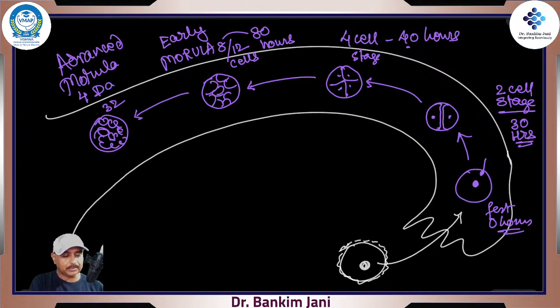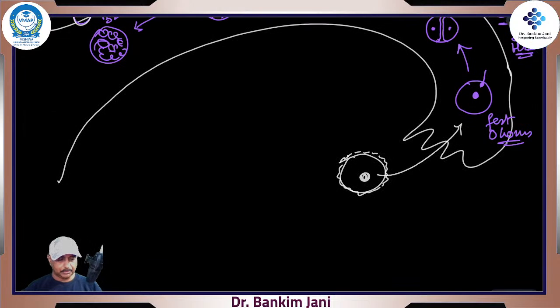From this point onwards, we'll be talking about days. So this is like 4 days. Done. So we have reached this advanced morula, 4 days. Still, it is in the fallopian tube, right?